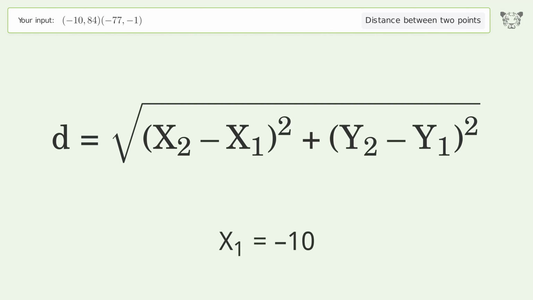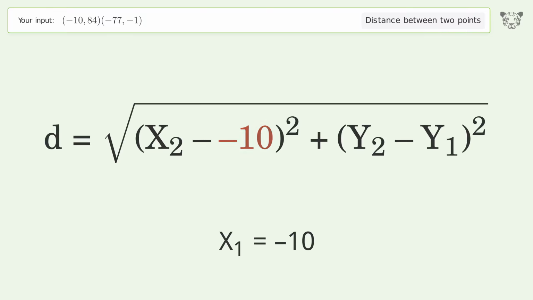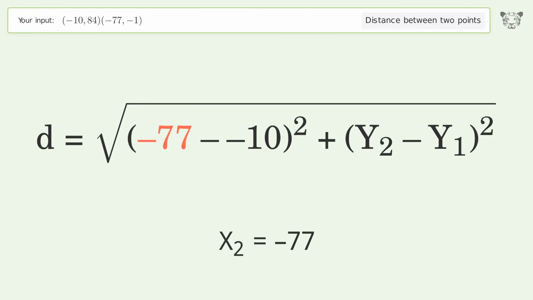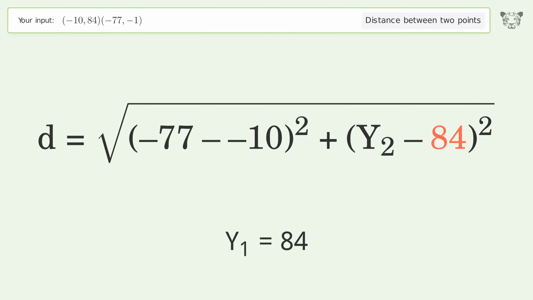x1 equals -10. x2 equals -77. y1 equals 84. y2 equals -1.